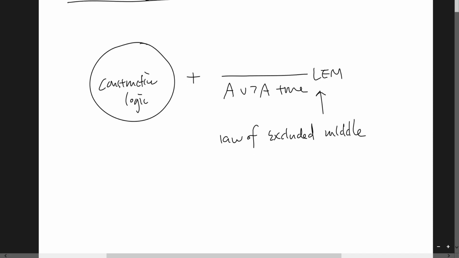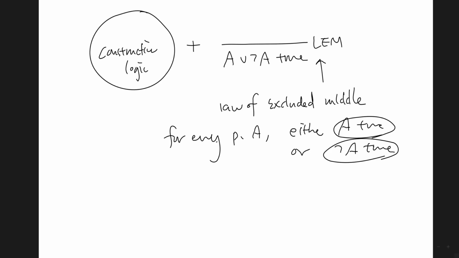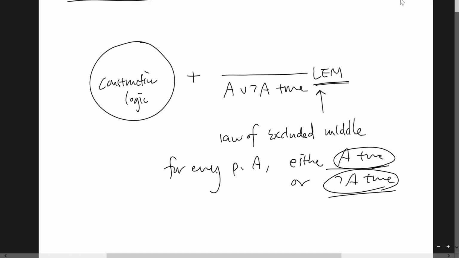It says that for every proposition A, you have either A true or negation A true. You may not have a proof of A true or negation A true. It doesn't matter, because what we know is that one of these two judgments must be true. So that's the law of excluded middle. This is an easy way to obtain classical logic. So this is now classical logic.